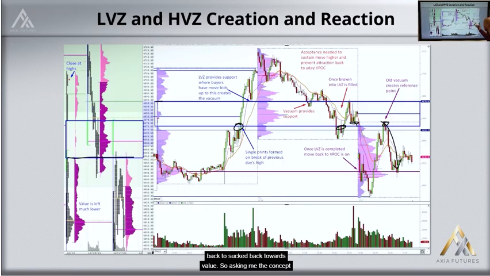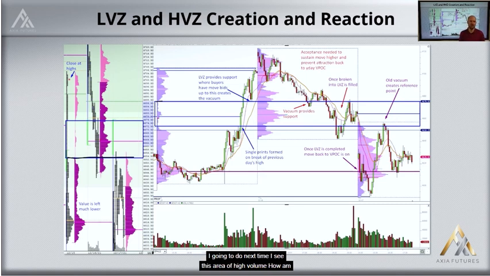And where do we go back to? Sucked back towards value. So that's giving you the concept of how high volume and low volume get repaired, how they get filled in, how a market is going to react to them. What you want to be thinking about with each of these concepts is, right, what does this mean in terms of how I'm going to trade?